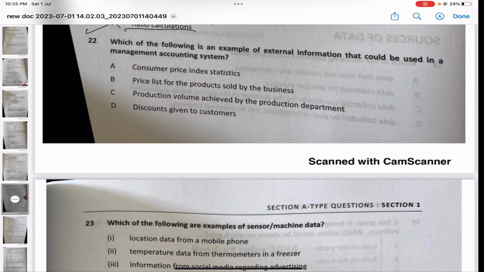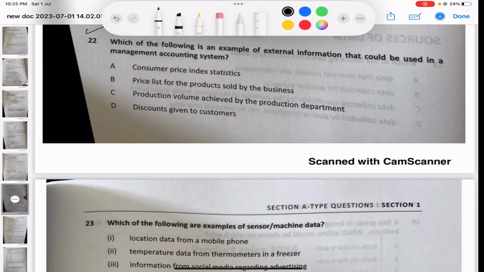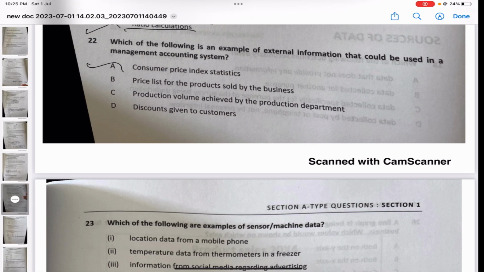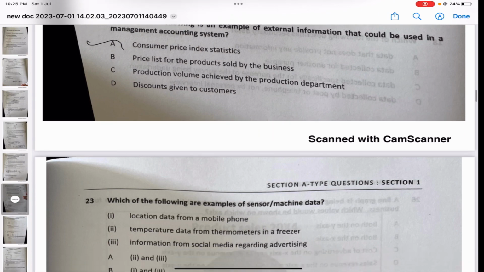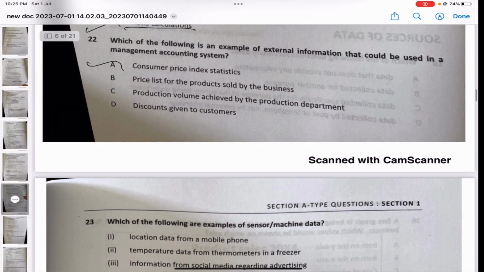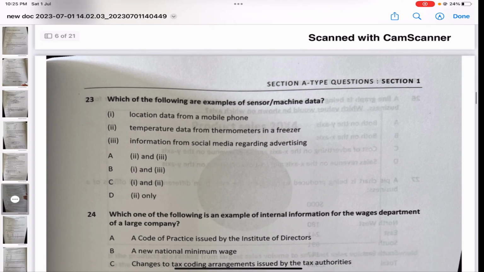Which of the following is an example of external information that could be used in a management accounting system? Consumer price index. Price list for the product sold by the business, internal. Production volume achieved by the production department, internal. Discounts which we are giving to the customer would be internal again. So my answer is going to be A, because consumer price index statistics is going to be given by the Indian government, right, Indian agencies. So that would be external in nature.